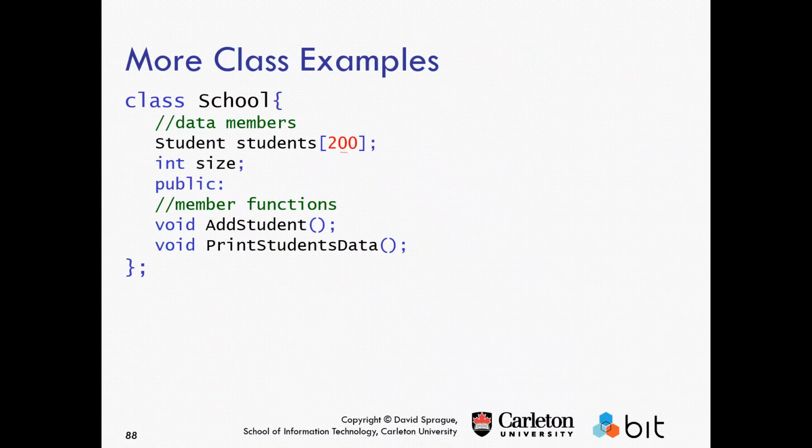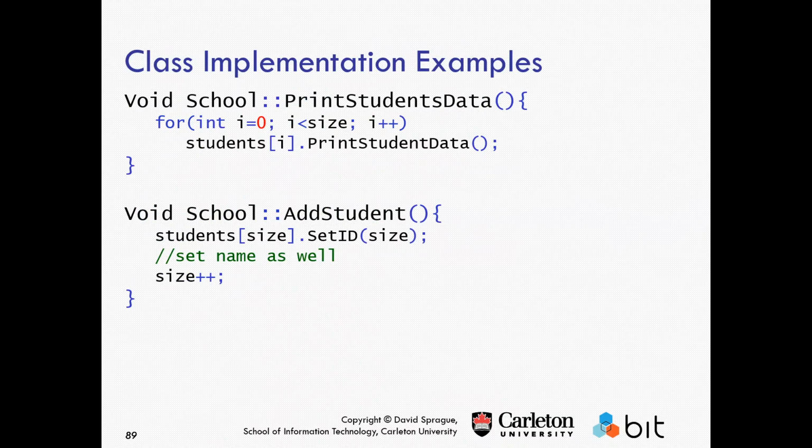Remember I said earlier, most of the time you end up doing a dynamic object, because why are you making 200 student objects if you're only using 20 of them? But so I'm going to go through all 20, let's say, student objects, and print the student data. That would be a function.